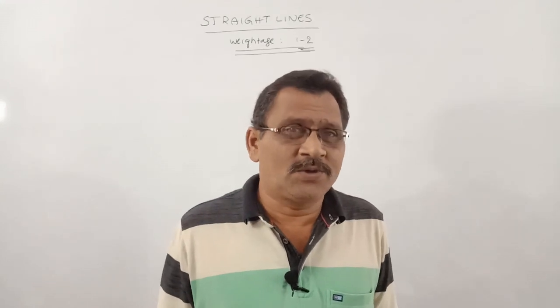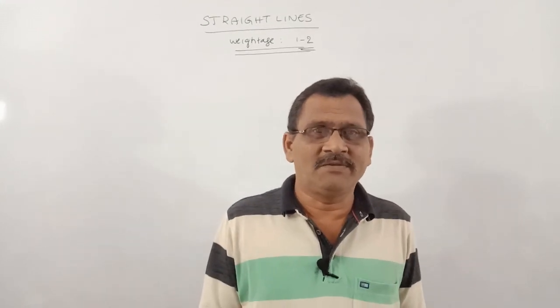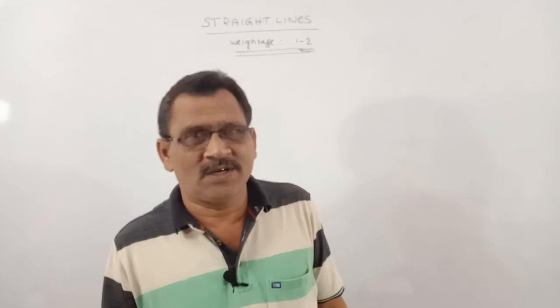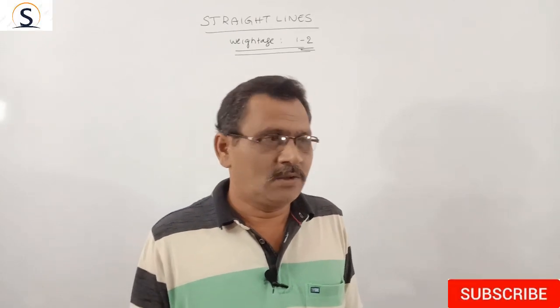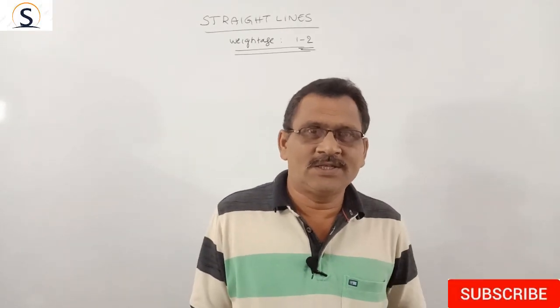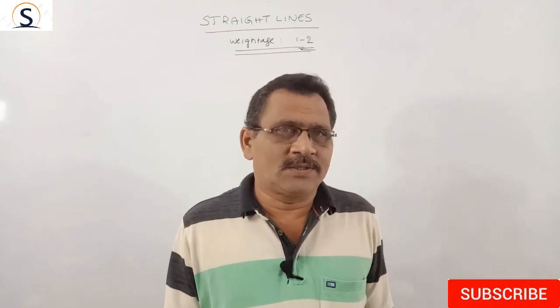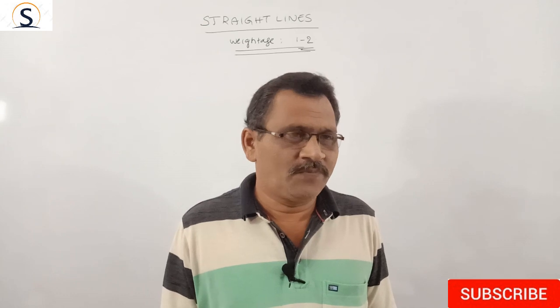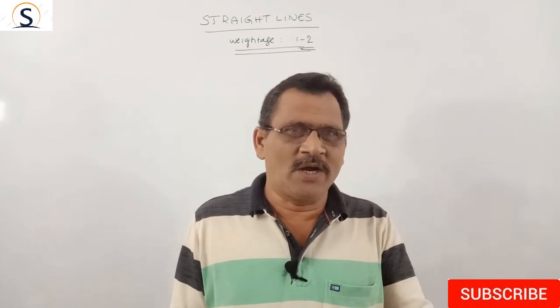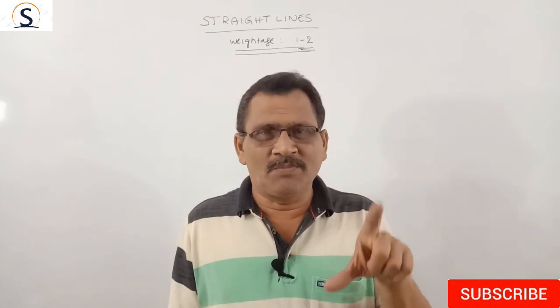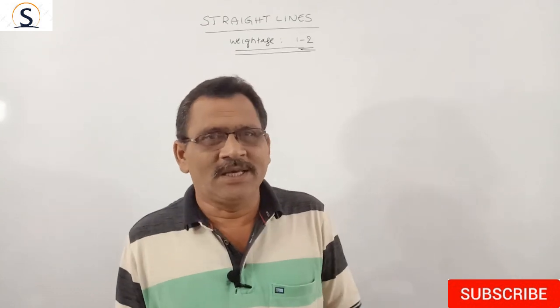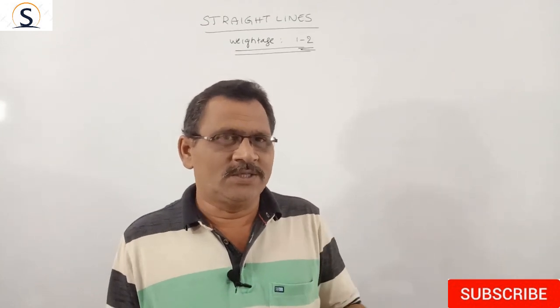In the last episodes we have finished two topics of application of derivatives, tangents and normals, and maxima and minima. Now we have the straight lines chapter. This is of weightage 1 to 2 marks. There are no negative marks. Briefly we will discuss all the points, which are very simple points. After that we will see the sample problems on these.